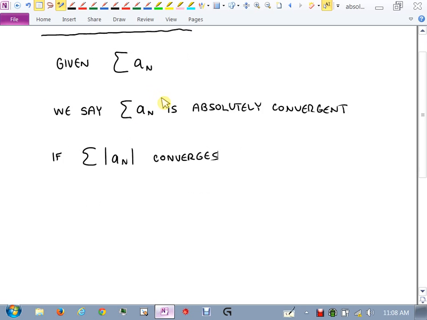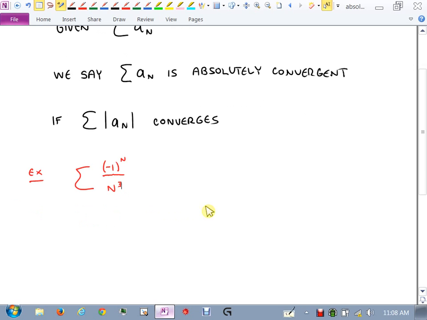All right? So let's take an example so you can kind of see how this works. Let's look at the series. We're always going to assume n starts at 1, unless I write something else. All right, what type of series is this? Alternating series, right? This is an alternating series. So if I wanted to know if this converged, I would probably use the alternating series test. But I'm asking you right now, is this absolutely, I'm just going to say abs convergent?